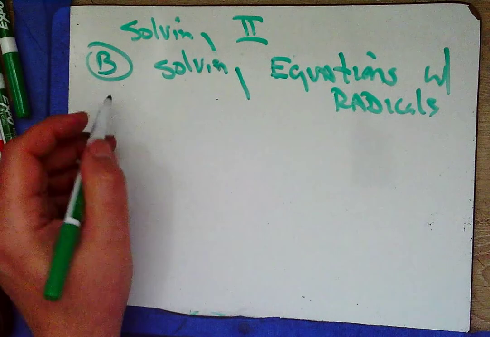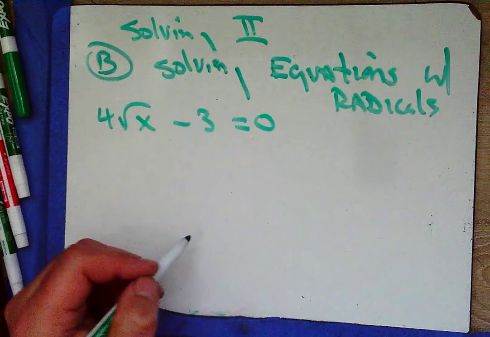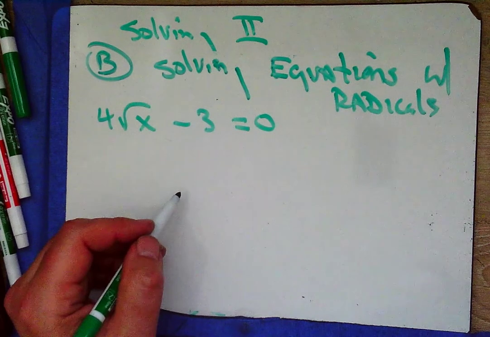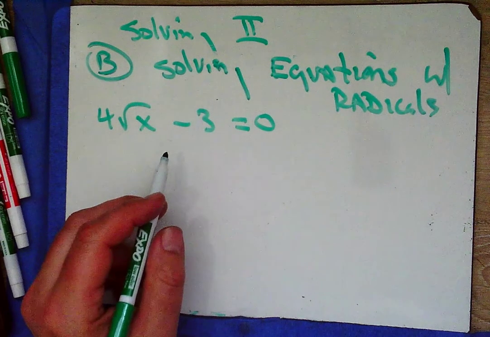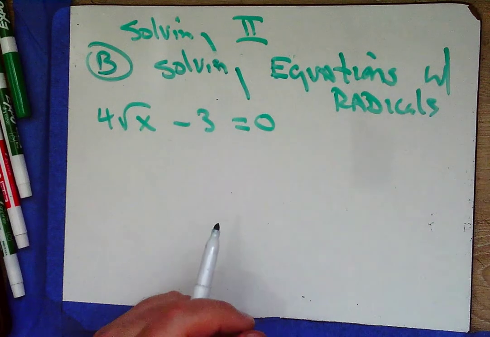So, how about this one? 4 root x minus 3 equals 0. Very nice, very Algebra 1 level difficulty. Why don't you try solving this one and see what you get. Pause the video, come back when you're done or have questions.